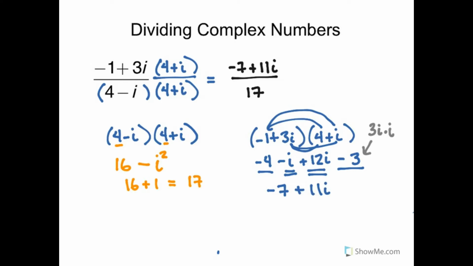So I've multiplied out the numerator and denominator, but I still don't have the form a plus bi. To get that, I just have to write each part of the numerator with a denominator of 17. The real part, a, is negative 7 over 17, and the imaginary part is 11 over 17 times i.